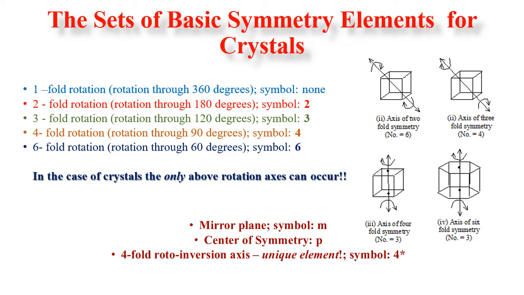The mirror plane is given the symbol M and the center of symmetry is given the symbol P. The roto-inversion axes are given the symbol bar followed by that number of symmetry. Here it is represented by a star. So here we can see this axis is a 2-fold symmetry axis, this axis is a 3-fold symmetry axis, this axis is a 4-fold symmetry axis, and this axis over here is a 6-fold symmetry axis. So we can write 2 over here, 3 over here, 4 over here and 6 over here.